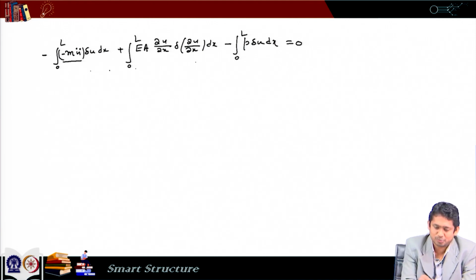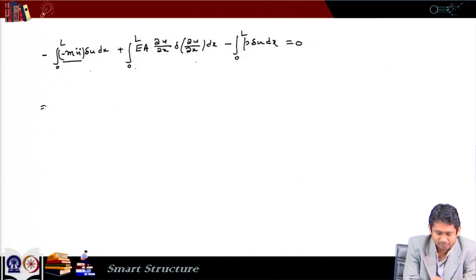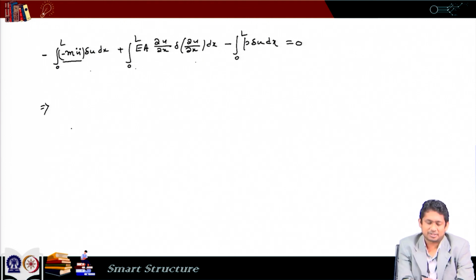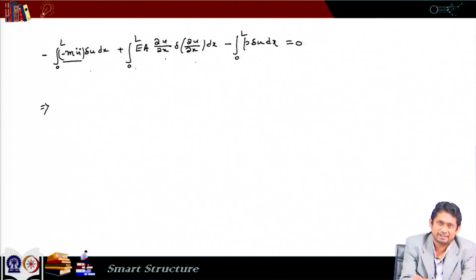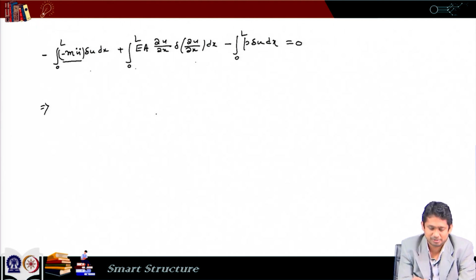So, this we can also consider as a virtual work expression, given the fact that we have a pseudo force minus mu double dot. So, while solving the problems, we can also directly write this and start our solution from here.